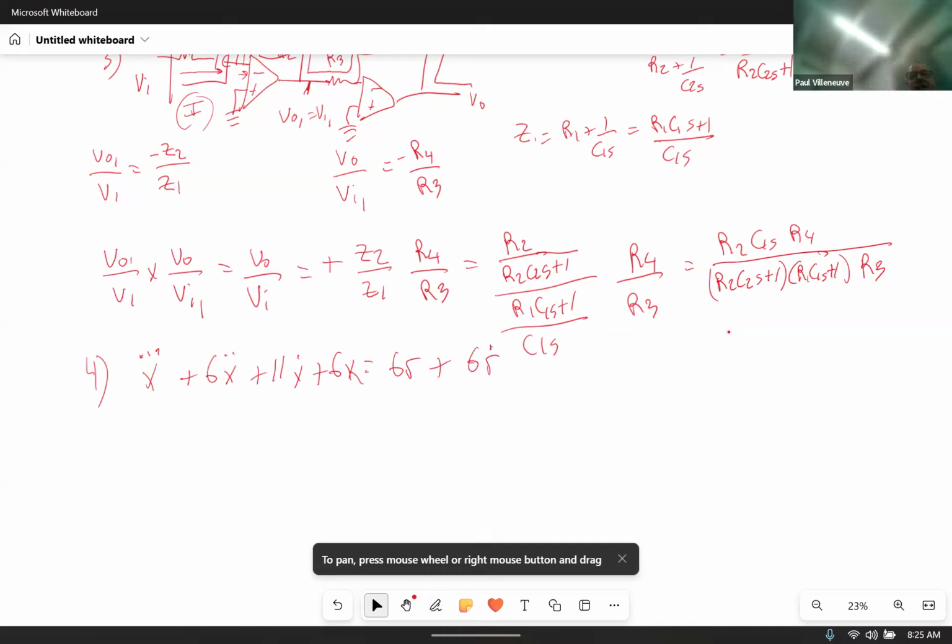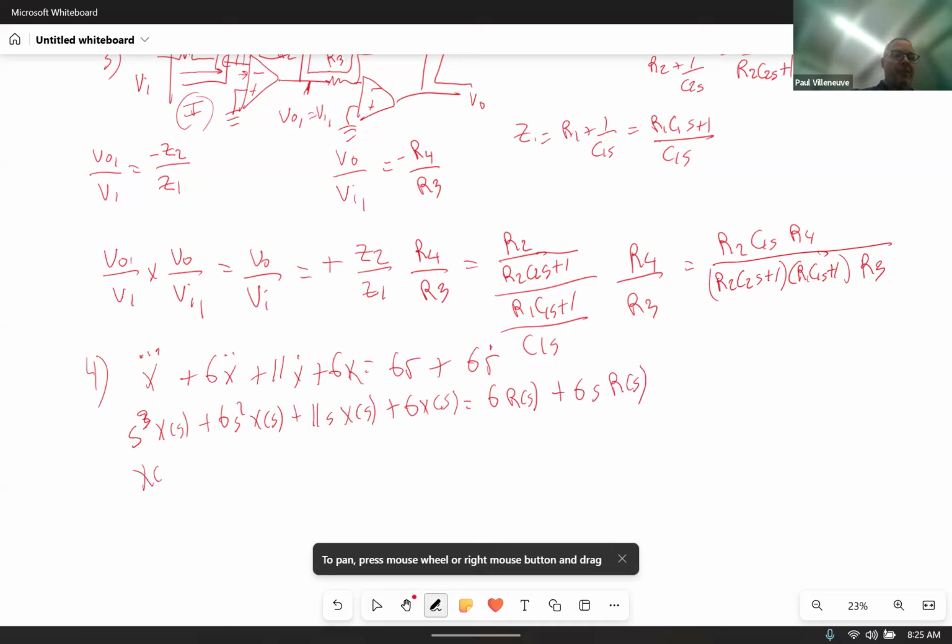So I said, find the transfer function X of s over R of s, right? X of s is the output, R of s is the input. So the very first thing you can do, these are all in time domain. I have to take them to the Laplace domain because I'm looking for a Laplace domain transfer function. So this is s cubed X of s, plus 6s squared X of s, plus 11s X of s, plus 6 X of s equals 6 R of s plus 6s times R of s.